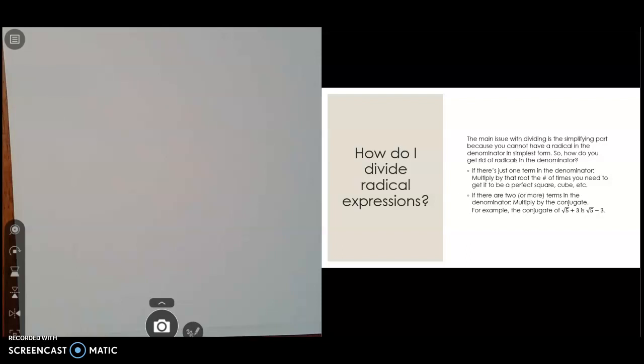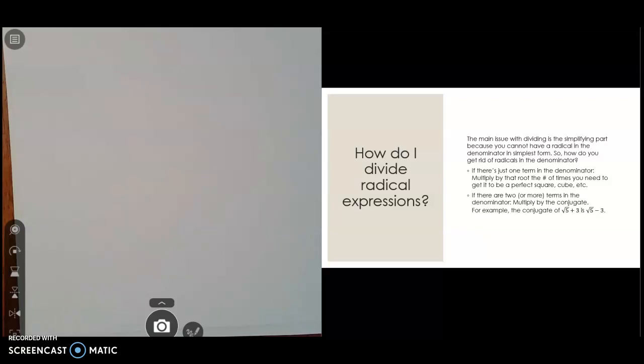What we're going to be doing is rationalizing, because the main issue with dividing is the simplifying part, because you're not allowed to have a radical in your denominator in simplest form. So really what we're going to be doing is trying to get rid of radicals in the denominator. So how do you do that? Well, if there's just one term in the denominator, you're going to be multiplying by that root however many times you need in order for it to be a perfect square or a perfect cube, in order to get the groupings that you need to take it out of the radical.